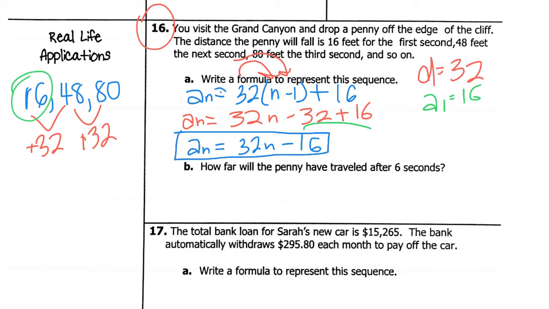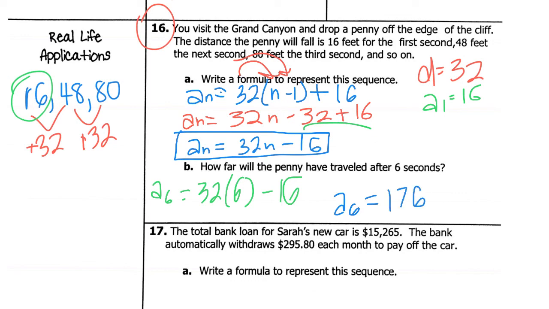When it asks us how far the penny will travel after 6 seconds, that is saying that we are looking for the 6th term. So then we will be plugging in 6 for n. So I will multiply 32 times 6, subtract 16, and my answer will give me 176 feet. So again, my answer is 176, and that is talking about how far it travels, so that is going to be feet.